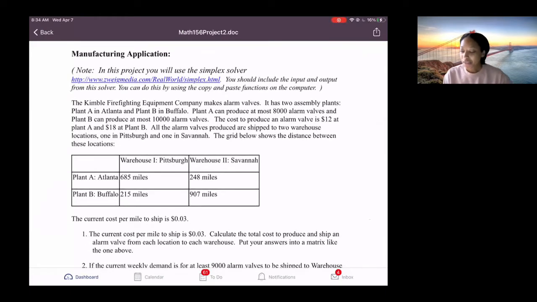Plant A can produce at most 8,000 alarm valves, and Plant B can produce at most 10,000 alarm valves. The cost to produce an alarm valve at Plant A is $12, and at Plant B, it's $18. All the alarm valves are produced and shipped to 2 warehouses, one in Pittsburgh and one in Savannah. The grid below shows the distance between these locations.